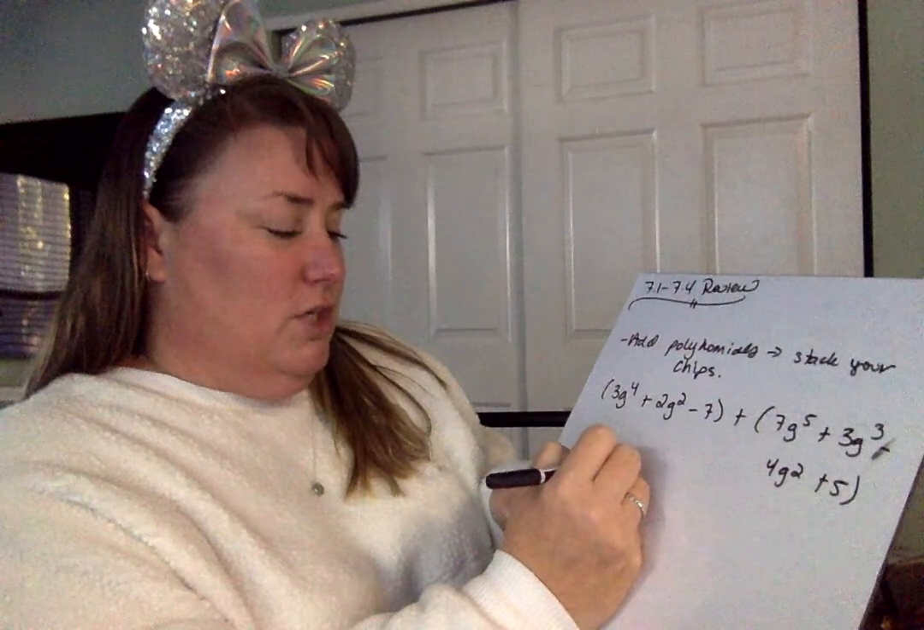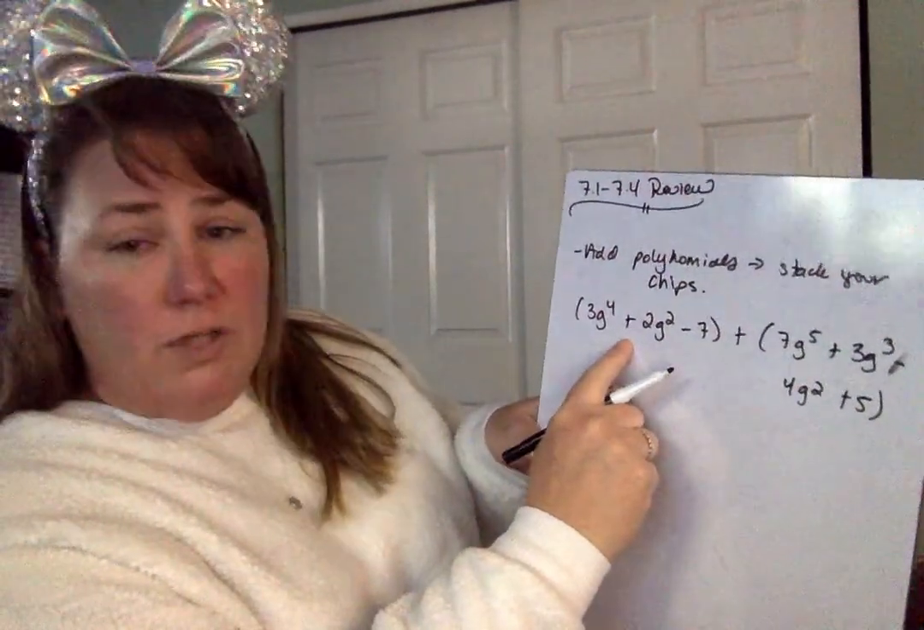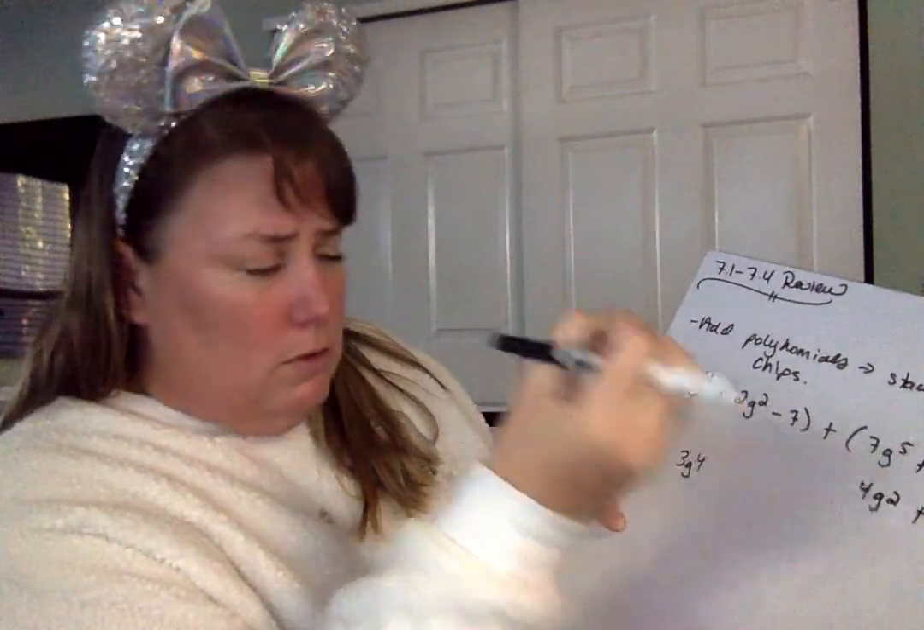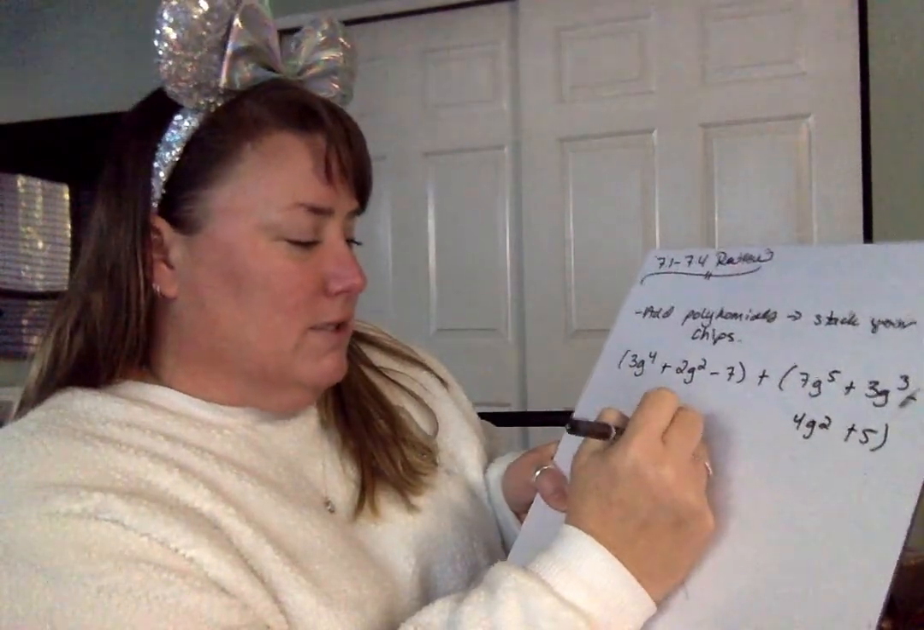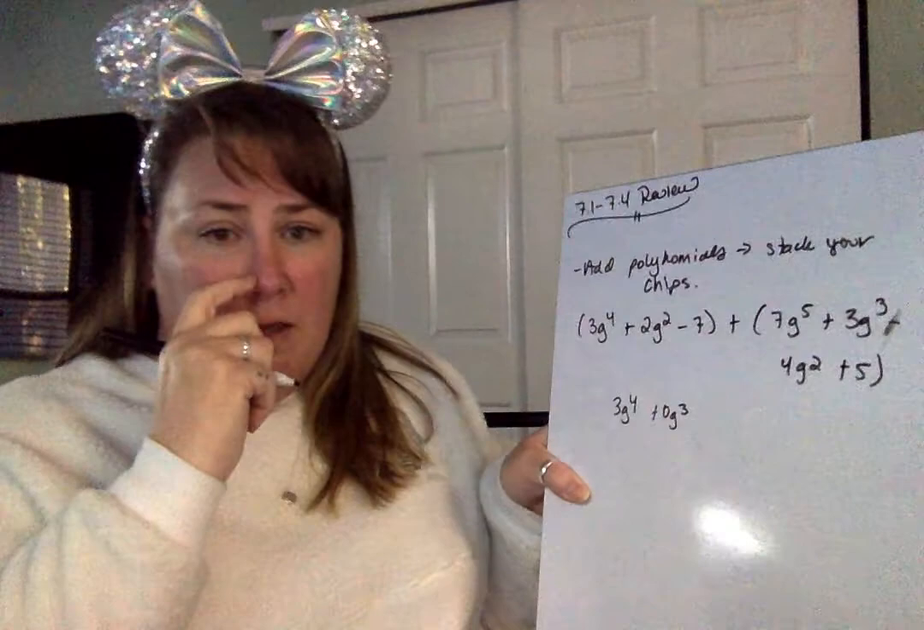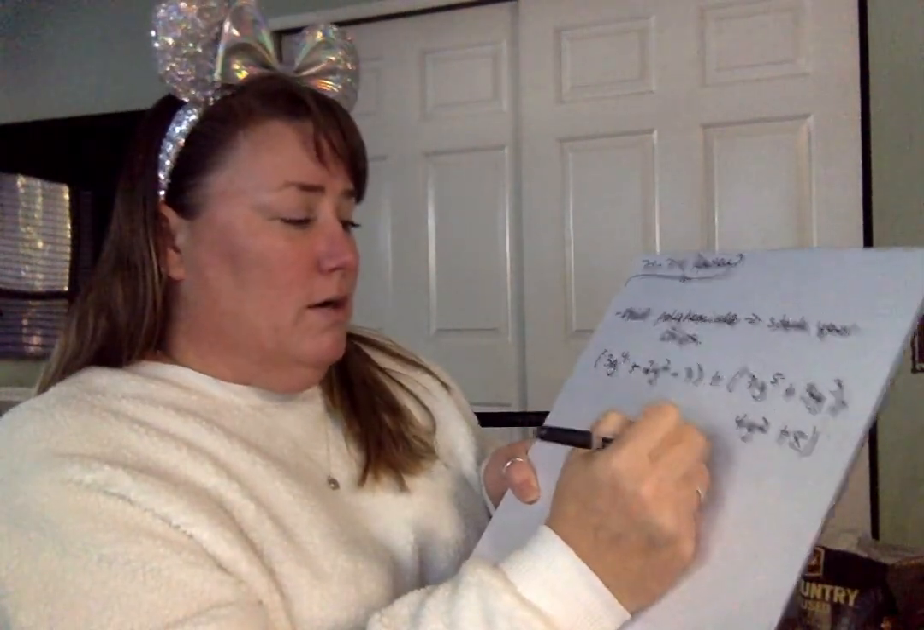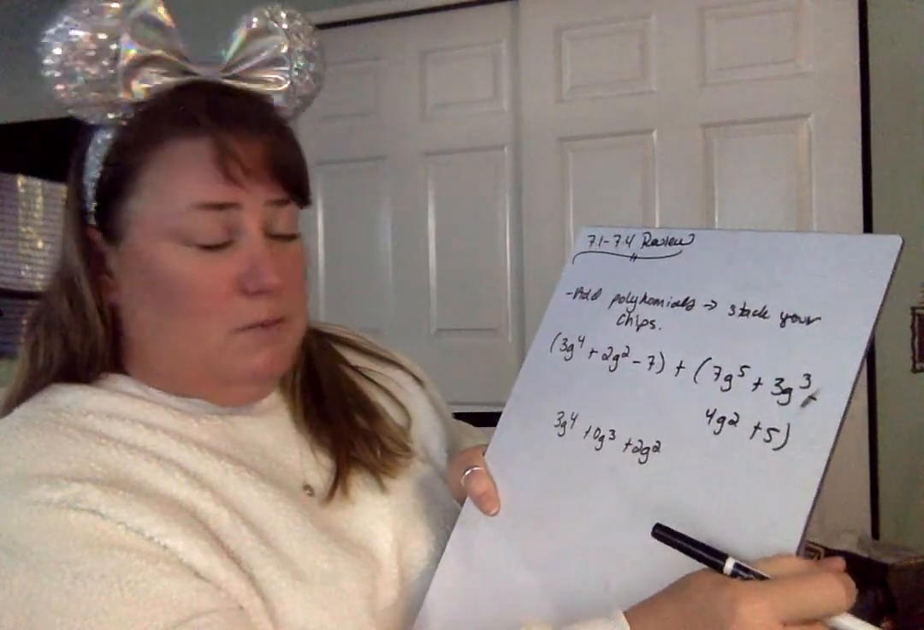So we have 3g to the fourth. You do not have a cubic term. So you could do one of two things. You can leave that as a 0, or you could put that in as like 0g to the third. A lot of my kids just leave it blank, but whatever. Just make sure you know you can't add that with something else.